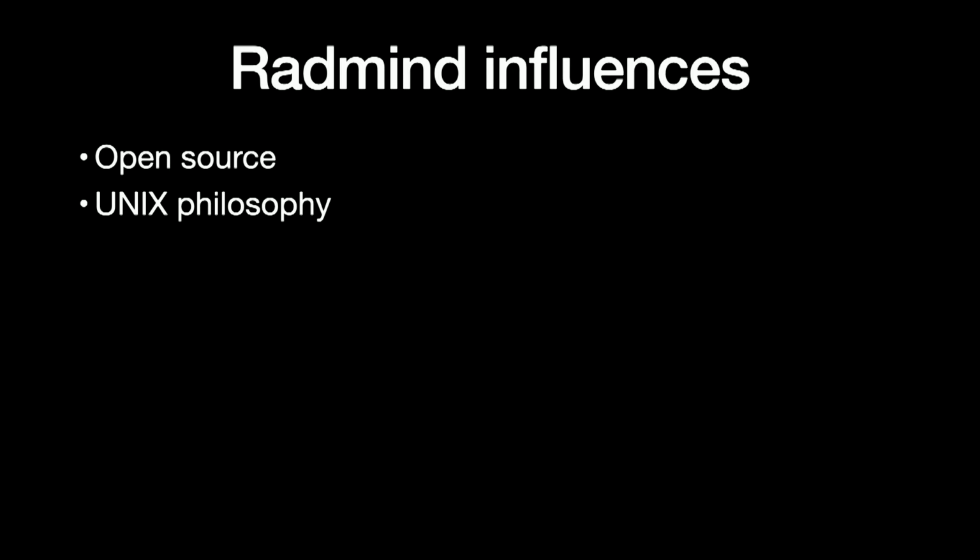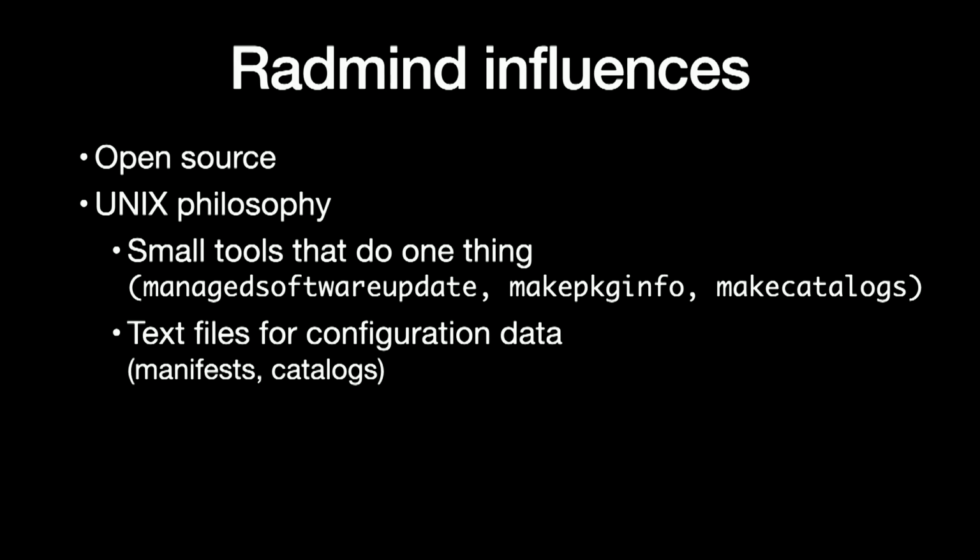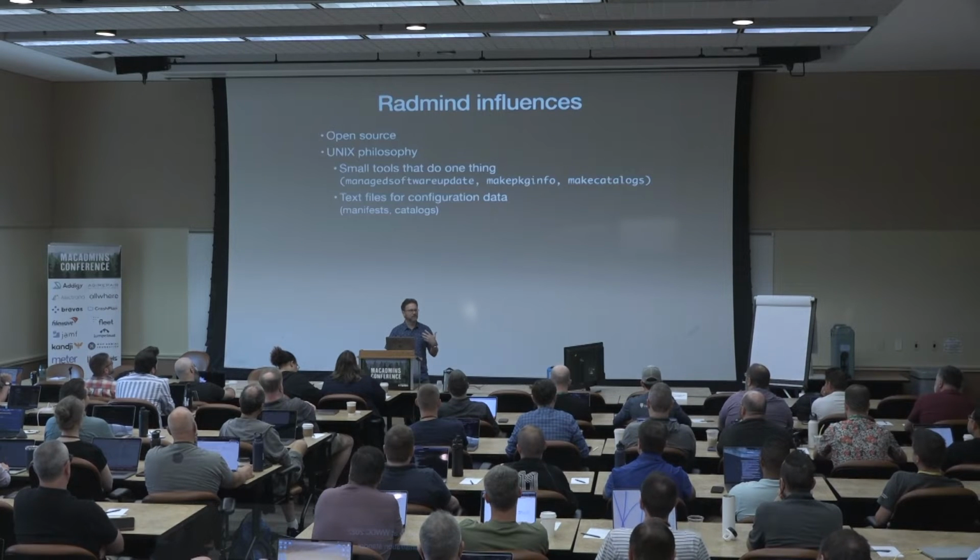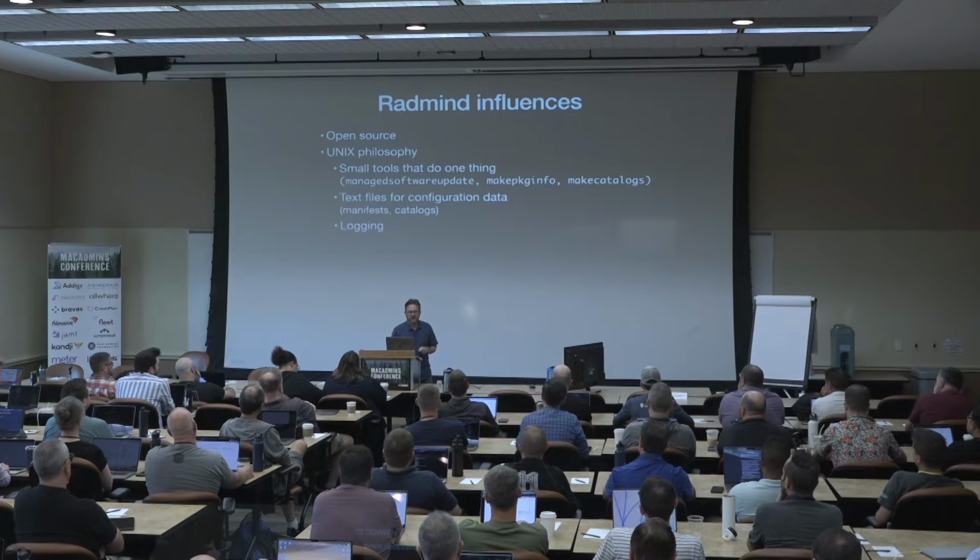And I tried to embrace the Unix philosophy, small tools that do one thing, that take text as input and text back as output, and that write to text log files. But one of the most important influences was the idea of desired state. Radmind basically worked by managing the desired state of the file system. You would describe how you expected a part of the file system to look, and it would ensure that the file system looked like that.